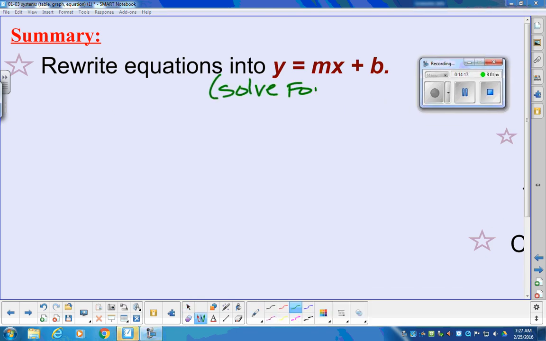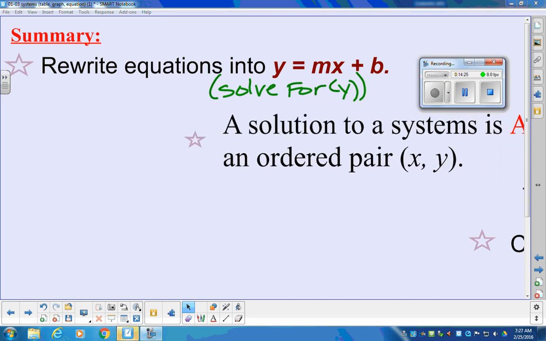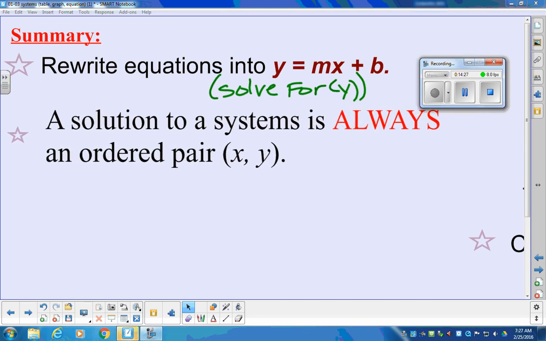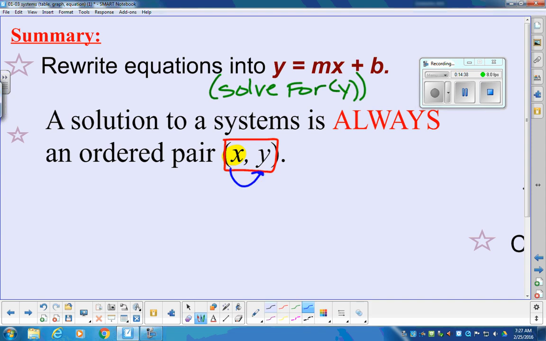You're really good at it. It's the hand method. Just make sure that you solved them all for y before you graph, before you table it, and so on. Then, after you do that, remember that a solution always is an ordered pair. It has to be two things. Some of us forget. Some of us just solve for x and then we stop. You have to plug back in to get the y value. So make sure your answer is always an x, y pair.